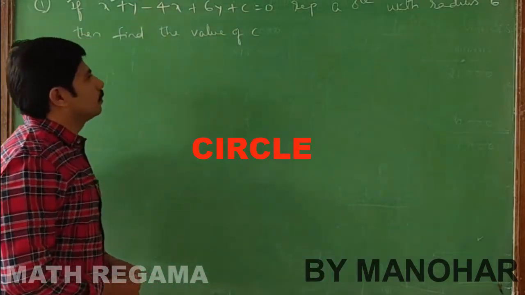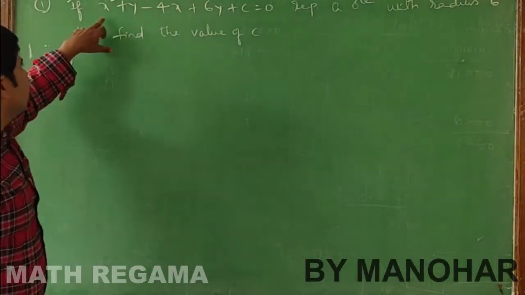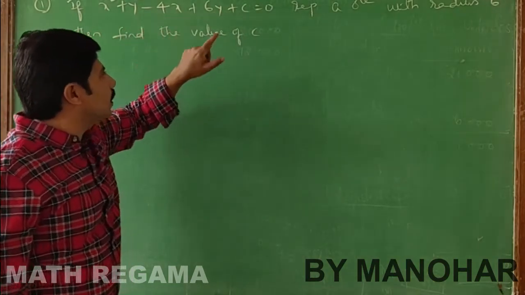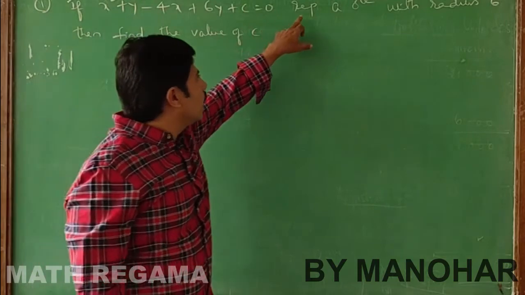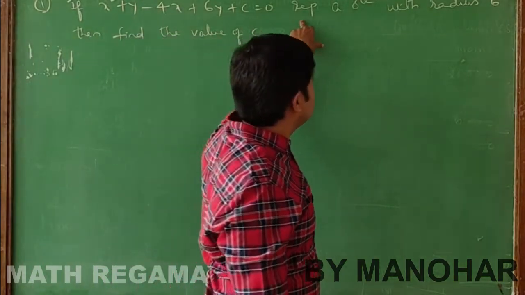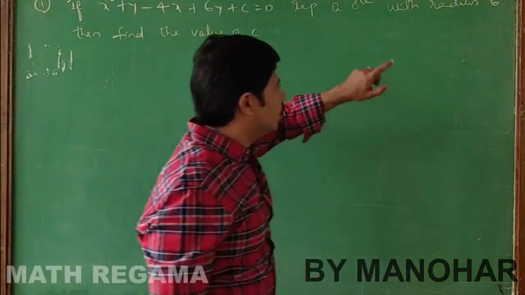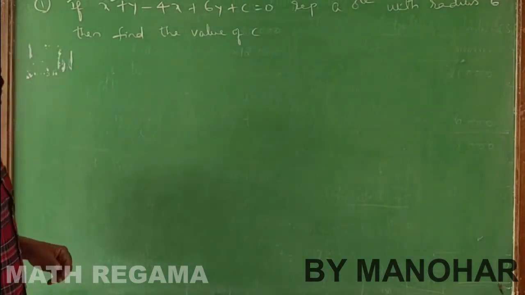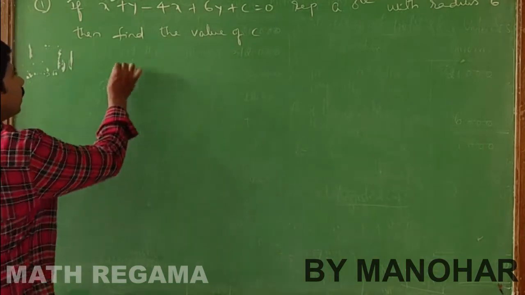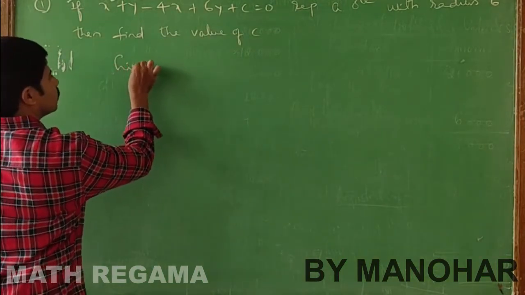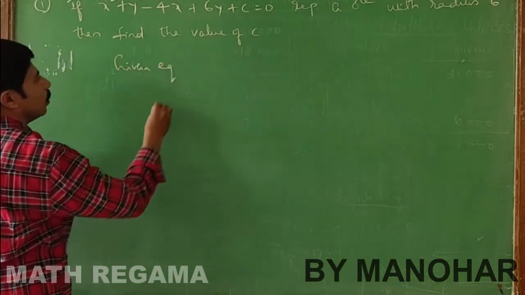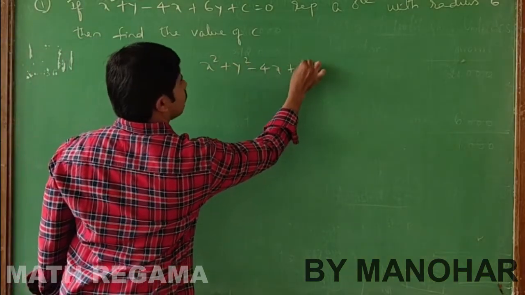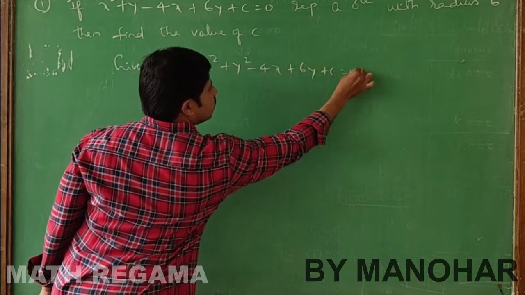Next problem. If x square plus y square minus 4x plus 6y plus c is equal to 0 represents a circle with radius 6, find the value of c. So, first we will write the given equation. The given equation of circle is x square plus y square minus 4x plus 6y plus c is equal to 0.